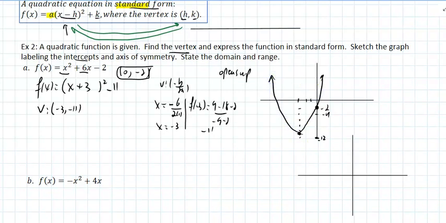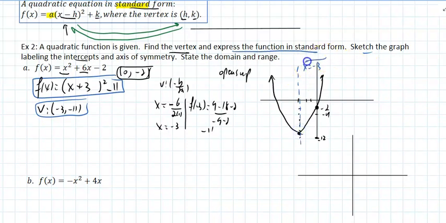Now I found the y-intercept. The x-intercept is the most work. So find the vertex. We did that. Express it in standard notation. There it is in standard notation. Sketch a graph. We just did. Axis of symmetry. It's very easy. What line breaks this in half? That's x equals negative 3. So you see it's tied to the vertex.